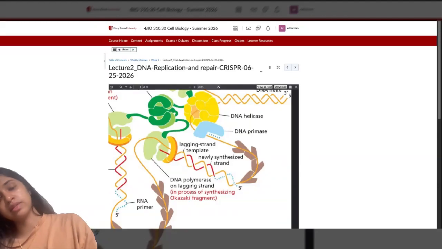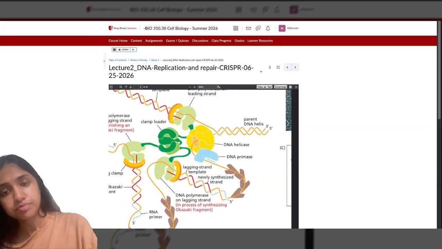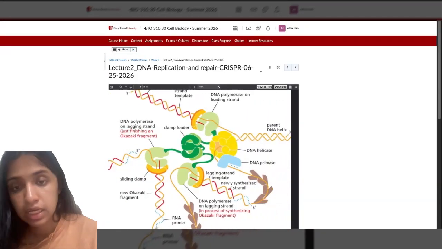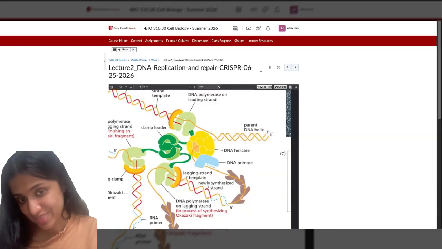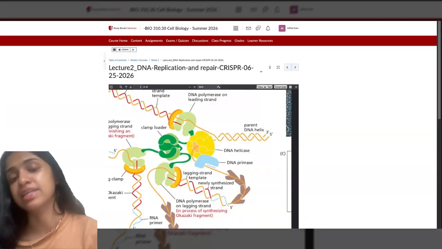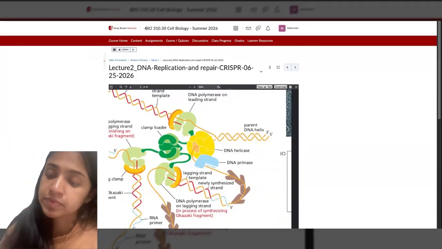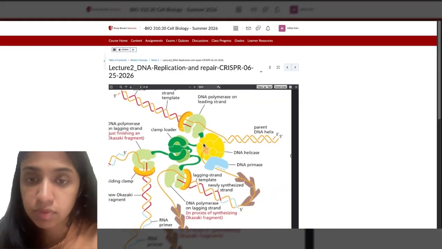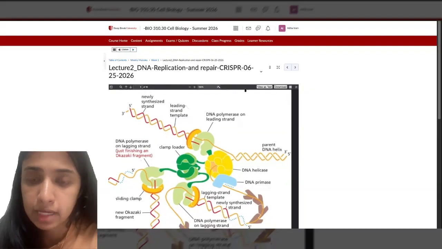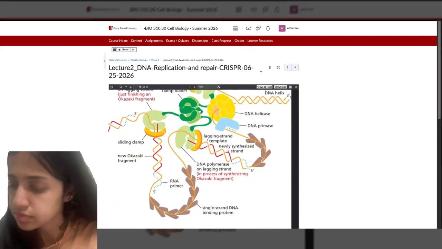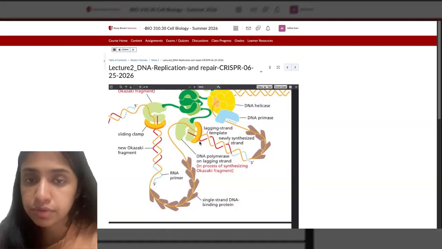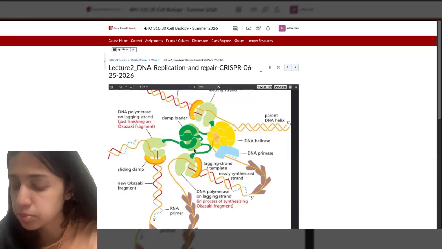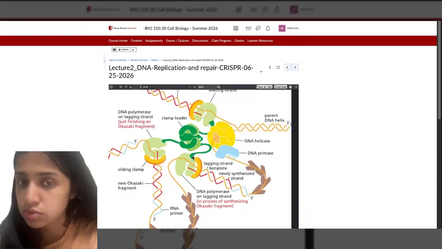Sliding clamp comes again. It acts like a seat belt. So sliding clamp is not the same as SSB. I was mistaken. Sliding clamp acts like a seat belt. It holds the polymerase tightly onto the DNA, for more stability. You have the clamp loader right here. Sliding clamp cannot push itself onto the DNA. Clamp loader uses ATP, opens the clamp, and places it around the DNA.